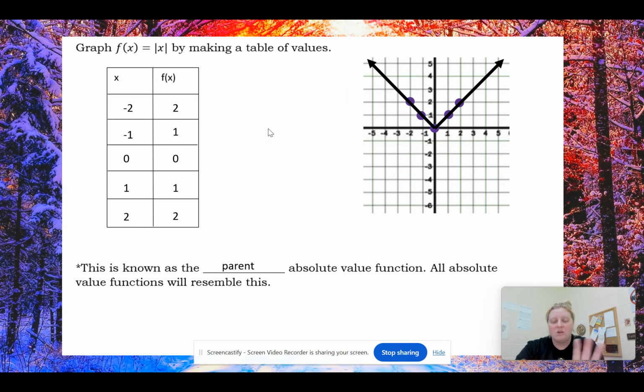So anything that we do to this, we're going to learn how to move it sideways, up and down. We're going to make it skinnier. We're going to make it wider. That's all fine and dandy, but I want you to remember this is where we start. So it's in comparison to the starting function, to its parent function.